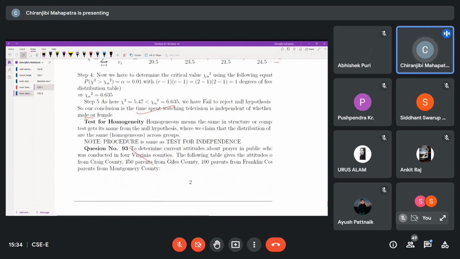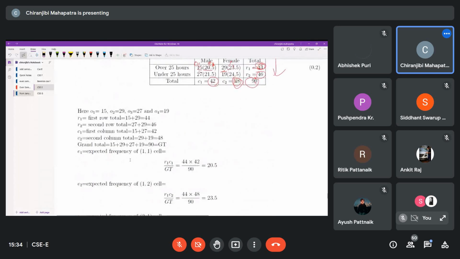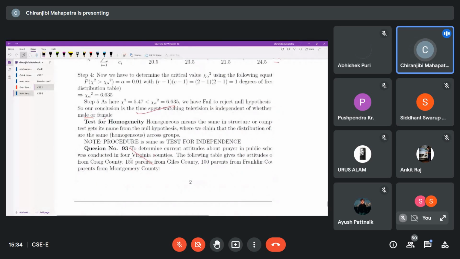Test for homogeneity. I think this question is clear. Then next is independence हो गया.